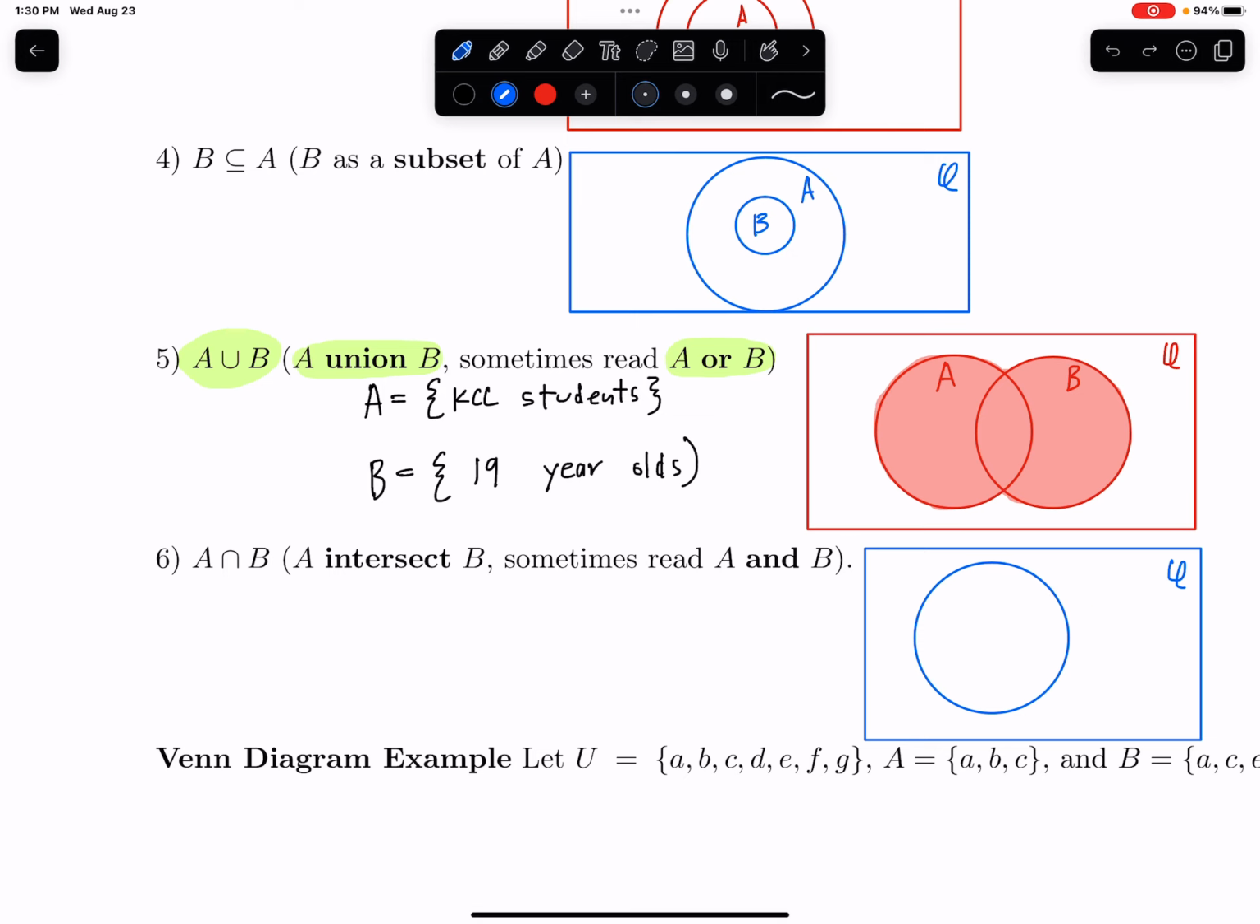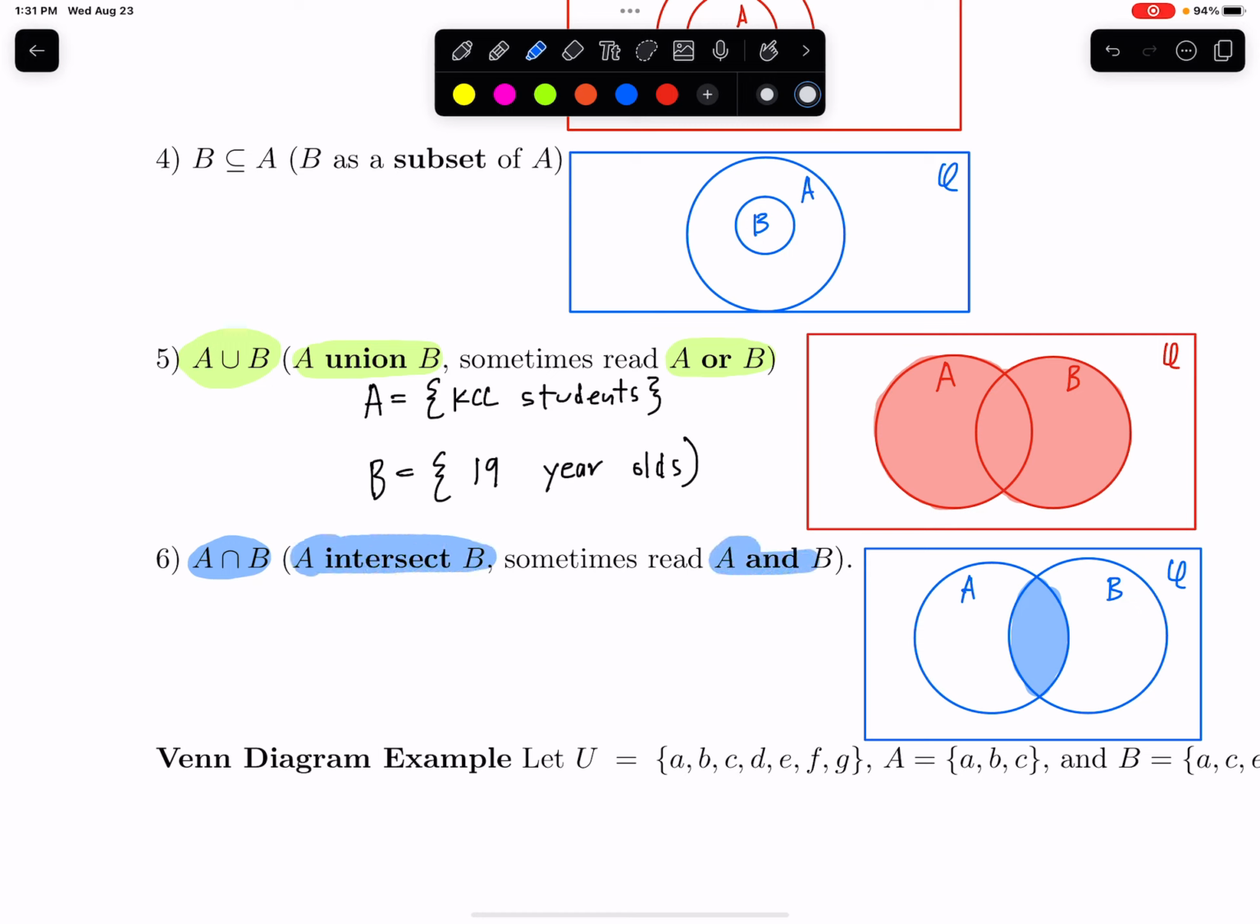Doesn't accept my circle. There we go. So here's A again, and here's B. So the intersection would be everything where they intersect or where they overlap, things that they have in common. Okay, so we'll shade that part right there in the middle. And this time we can read this as A intersect B, or A and B is another way to read that.